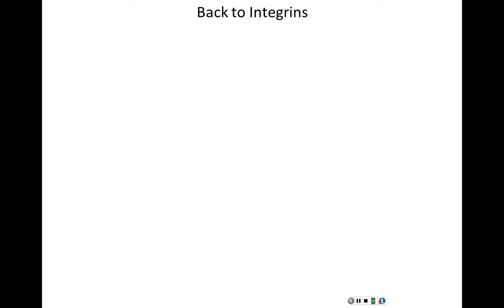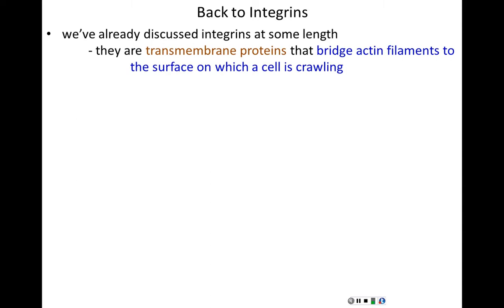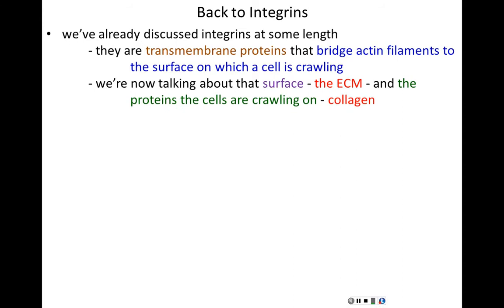So we're going to come full circle once, first time of many in this lecture, and we're going to come back to integrins. We've already discussed integrins at some length. They are these transmembrane proteins that serve to bridge actin filaments inside the cell with the surface on which the cell is crawling. We never really defined that surface, did we? We never really said what it is that these integrins were binding to outside the cell, what it is that a cell crawls on. Well, we will now. The cells are crawling on the ECM. That's what they're crawling on. And the proteins that they have to contend with are these collagen proteins, which the ECM is made of.